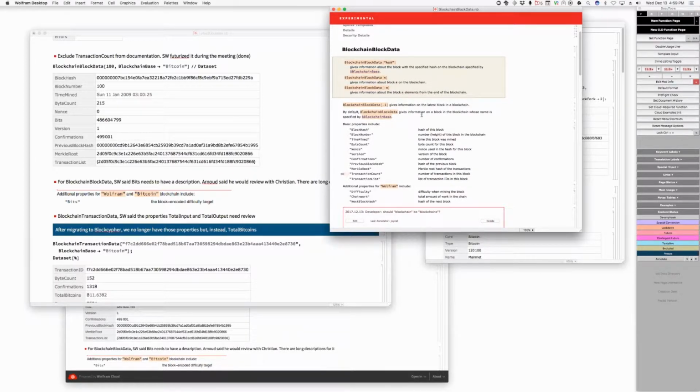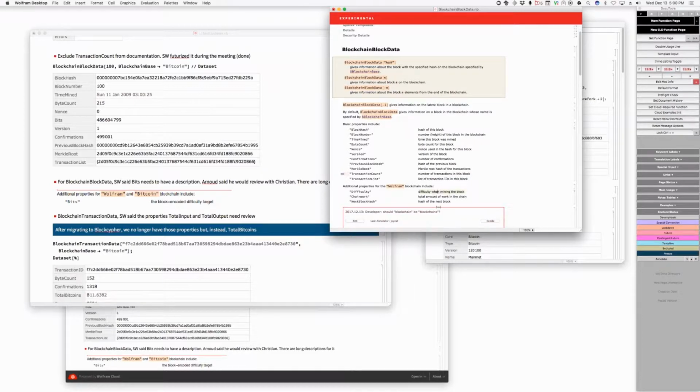Let's see. The blockchain name for the Wolfram blockchain. Okay, next, block hash of the next block. What is that? I don't understand that. How do we know the hash for the next block? That hasn't been mined yet.